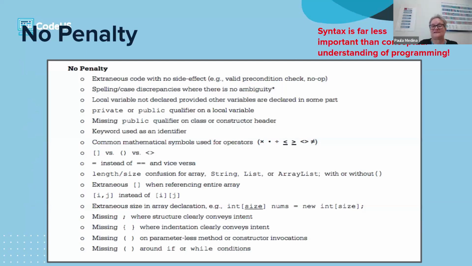And these are things that you won't be penalized for, if they misspell something or if they get private and public confused. But you notice they're saying that's for a local variable. You will be punished if it's in the class, for the class variables. You need to have the private there.